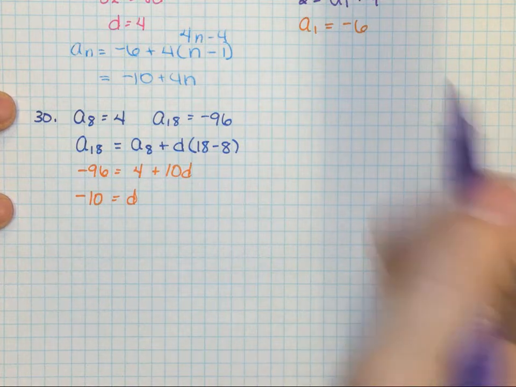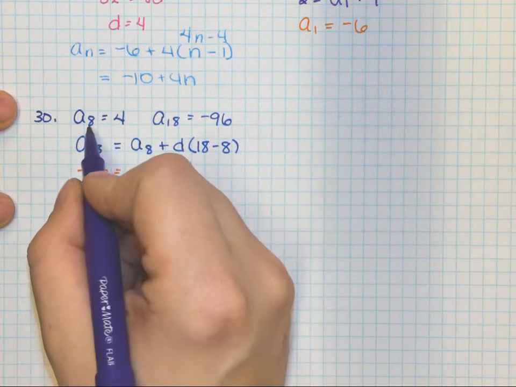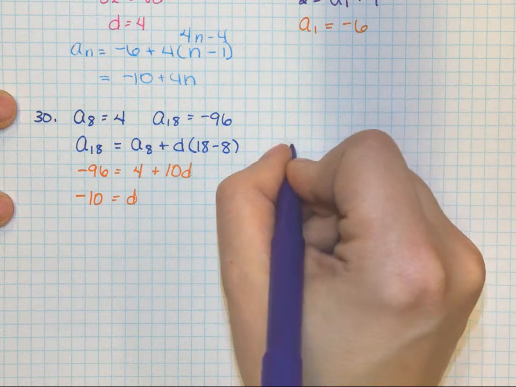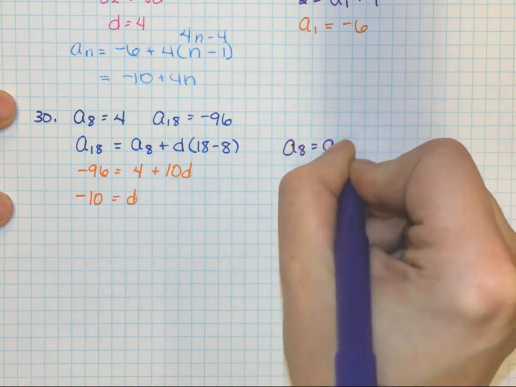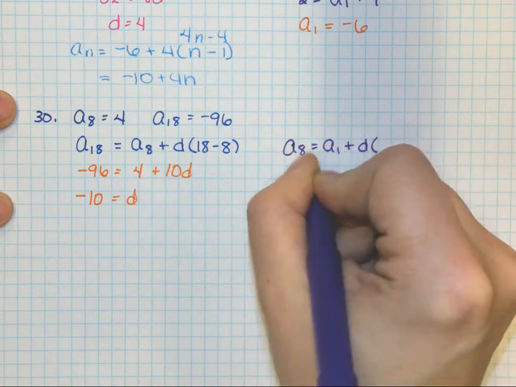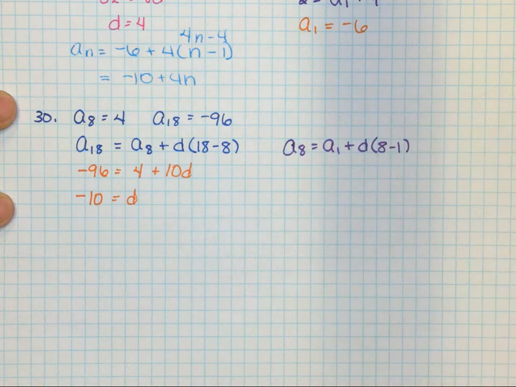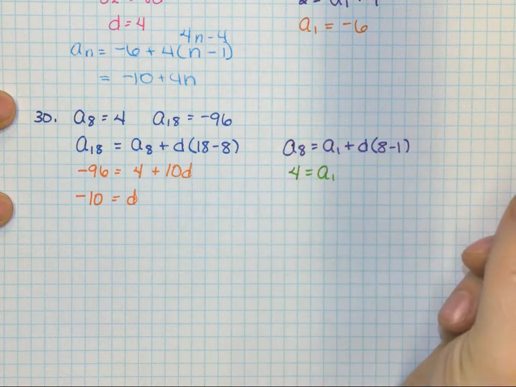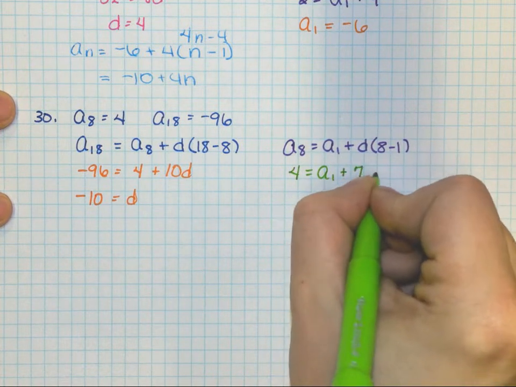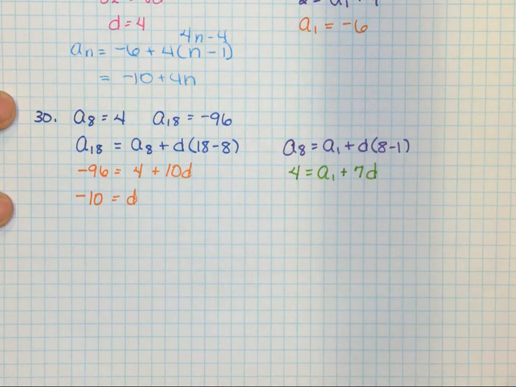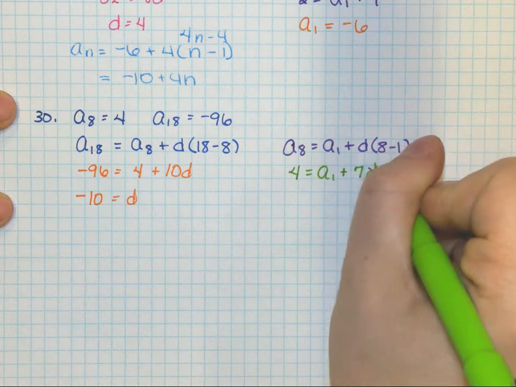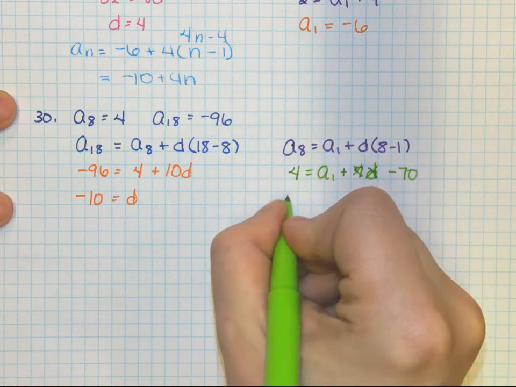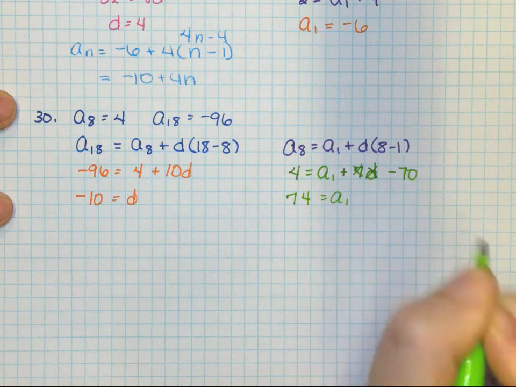Okay, so I have to start chucking things back into the equation and see what falls out. Now I need the first term. Since this is your question, Akila, do you want to use a sub 8 or 18? It really doesn't matter, but I want to stick with whatever you used. So a sub 8 is a sub 1 plus the difference times 8 minus 1. My 8th term here was 4, the first term we're looking for. 8 minus 1 is 7. And the difference was negative 10. So 7 times negative 10 is negative 70. So I'm going to add 70 to both sides. So my first term is 74.